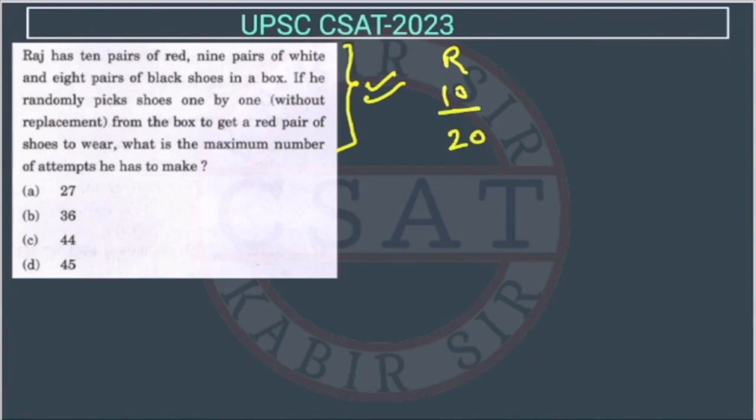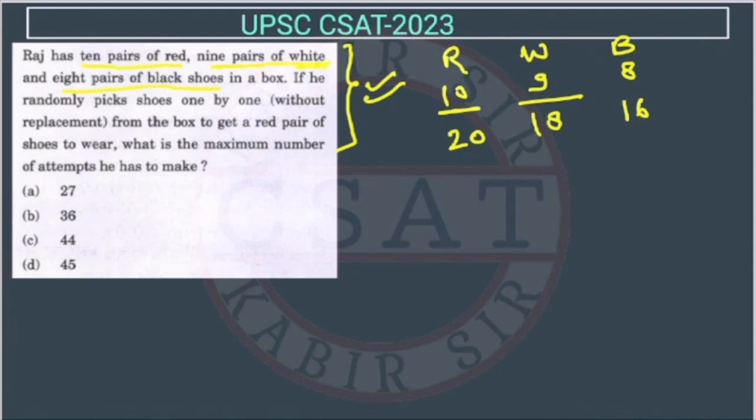Okay, so now what they have given: 10 pair of red, 9 pair white. White is how many? 9 pair, so there will be 18. Okay, 18 shoes will be there, and 8 pair of black. Black are how many? 8 pair. 8 pair means 16 shoes we are having, right?